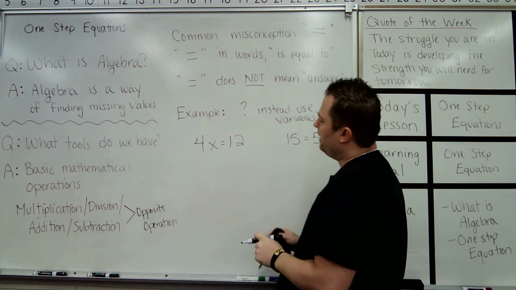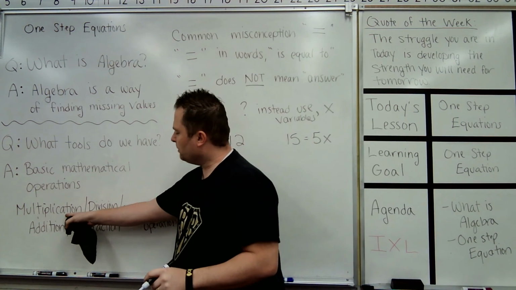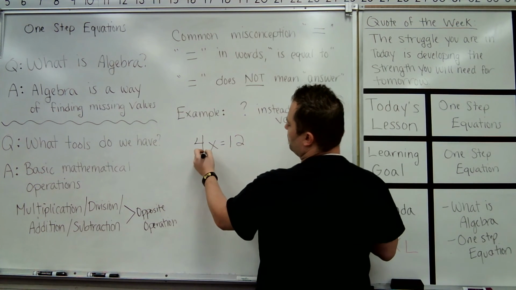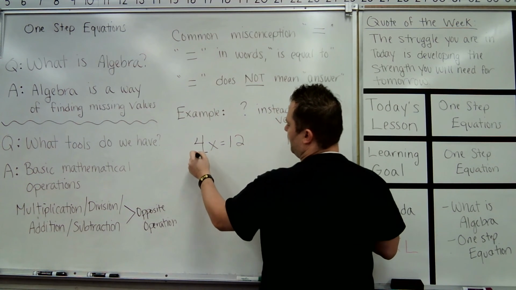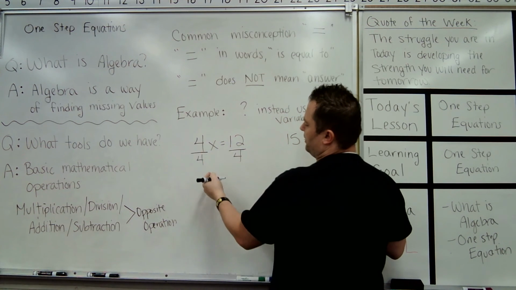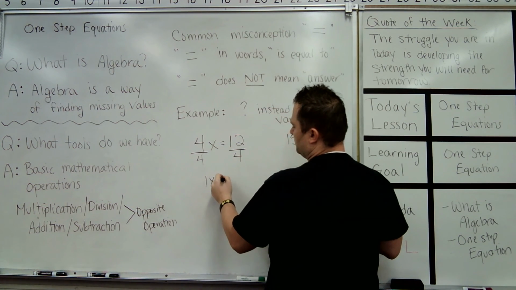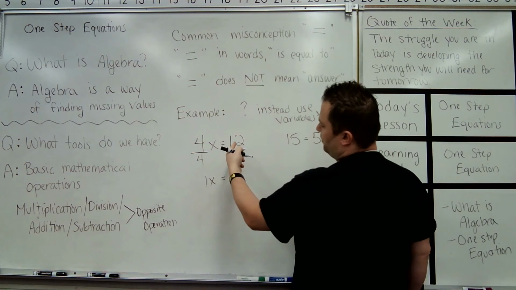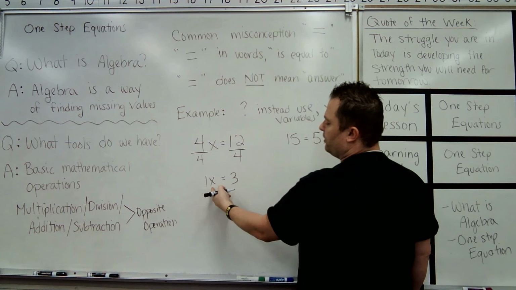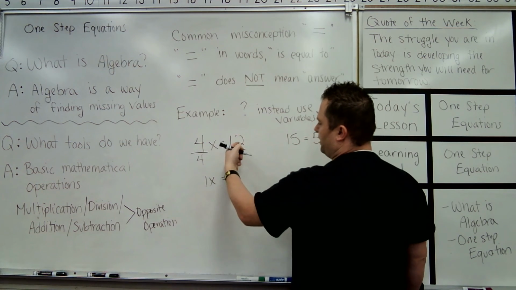Okay? I see some number being multiplied by 4. If we see multiplication, we have to use the opposite operation, which is division. What I'm allowed to do is divide by 4. If I divide both sides by 4, I'm using the opposite operation. 4 divided by 4 is 1, right? 1x. Whatever I do to one side, I have to do to the other. 12 divided by 4 is 3. This is saying that the unknown number, 1x, should be equal to 3. 4 times 3 is 12.